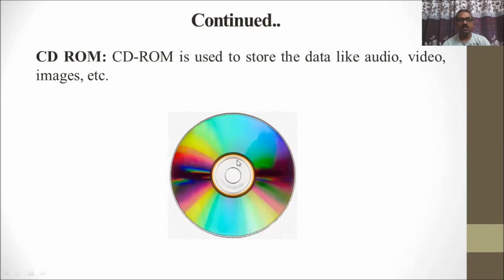This is the CD. A CD is used to store information, any kind of information like audio, video, images, etc. So the CD is divided into two parts, tracks and sectors. Tracks are indicated in a circle form, and the sectors are indicated as the vertical lines.